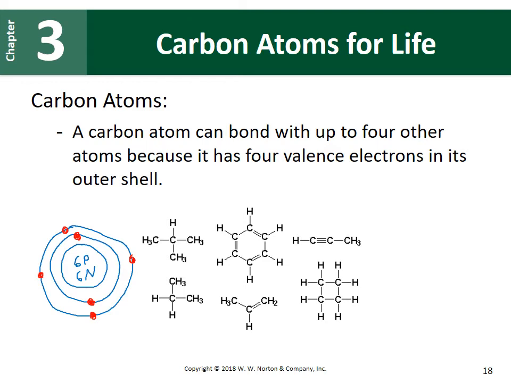This second shell can hold up to 8. So right now carbon has 4 electrons, and that means it will have 4 open spots where bonds can occur. Because of these 4 open spots, carbon really wants to fill them up to get up to 8. In order to do that, it can share electrons with other atoms like hydrogen, oxygen, phosphorus, and sulfur to fill up those 4 empty spots. And it can have up to 4 bonds.